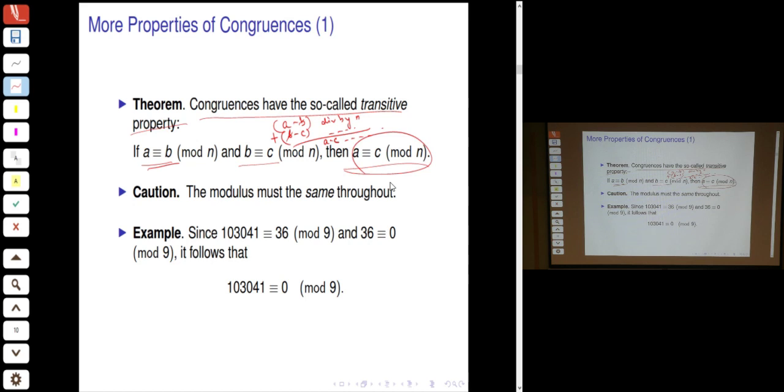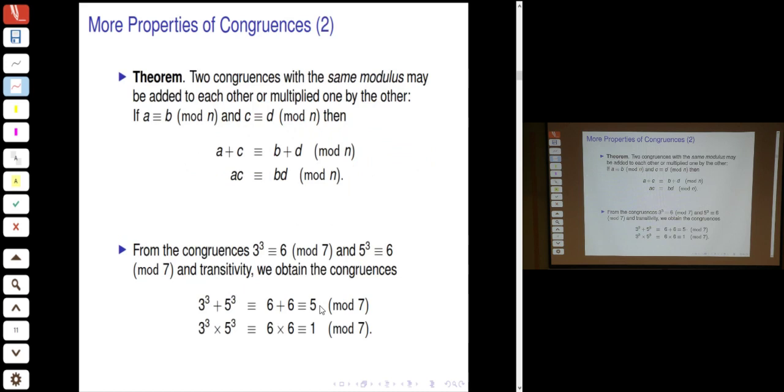So, these are basic ideas of manipulating congruences, and a note of caution is that the modulus must be the same for all the congruences. So, here is an example. Since 103041 is congruent to 36 mod 9 and 36 is congruent to 0 mod 9, it follows that 103041 is congruent to 0 mod 9. But congruent to 0 mod any integer means that the modulus divides the integer, right. So, 103041 being congruent to 0 mod 9 means that 9 divides 103041. Any questions?